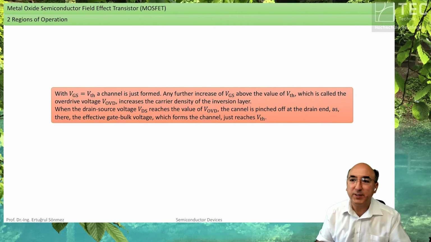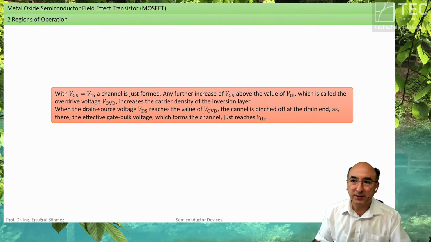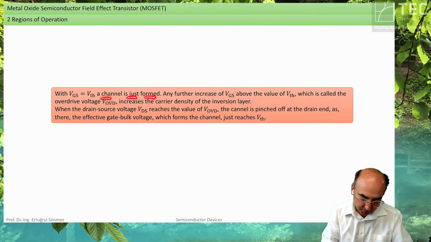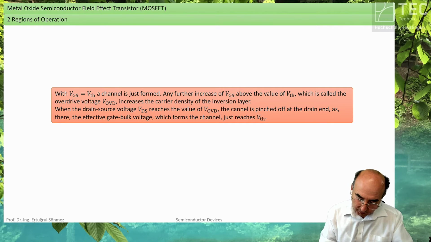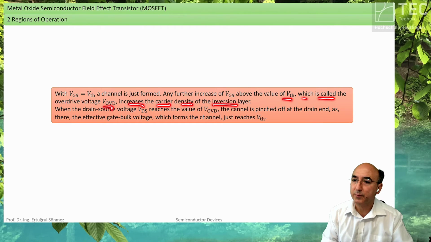Okay, well, let's go to this sentence. This is a very important sentence, and therefore I have set this sentence into this box. And it says, with gate source voltage equal to the threshold voltage, a channel is just formed. Okay, we know this. Any further increase of this applied voltage above the threshold, which is called overdrive voltage, it has a name, this above value, increases the carrier density of the inversion layer.